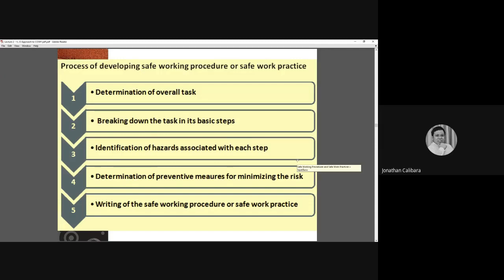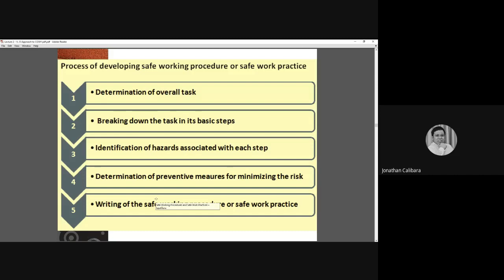Okay, number 4 is determination of preventive measures for minimizing the risk. Although the risk is there, it should be minimized, so at least you are not exposed. Preventive measures are about the procedures or the assumptions of a certain risk that might occur in a short period of time. I might bump into something, I might slip, or I might fall on the stairs. In the office, with wires, you need to know what to do, for example when plugging into an outlet.